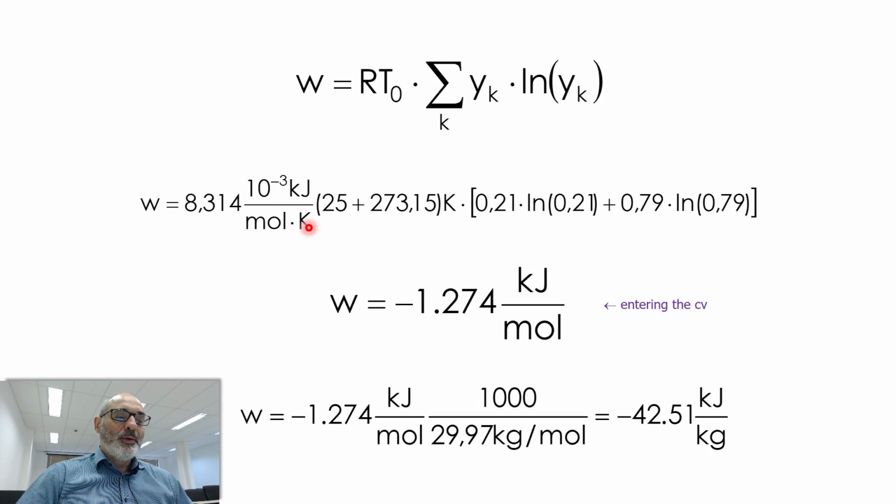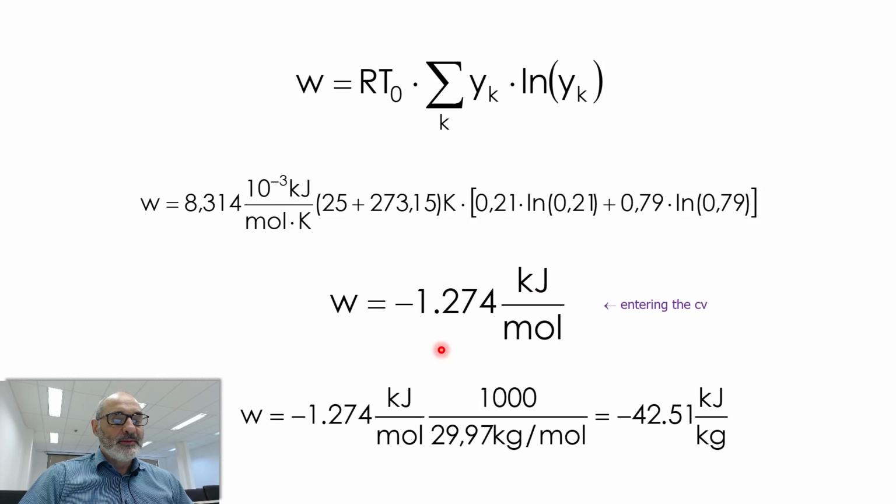Times temperature, the ambient temperature, 25 degrees. I have to use Kelvin. So 0.21 is oxygen's molar concentration. So 0.21 times ln of 0.21 plus 0.79 times ln of 0.79. I get this final result here: W equals minus 1.274 kilojoules per mole.